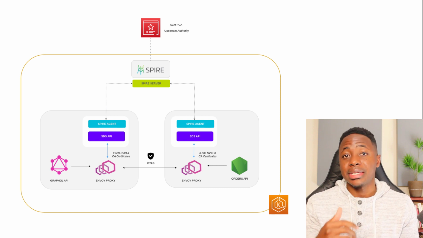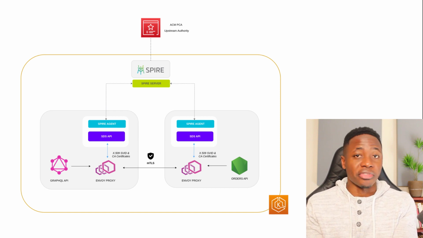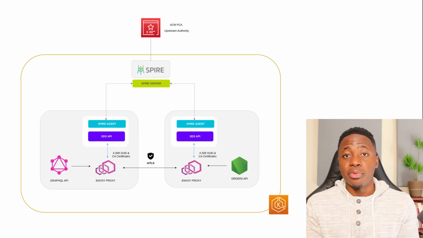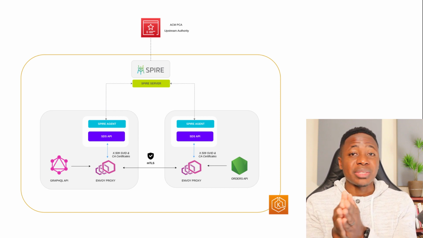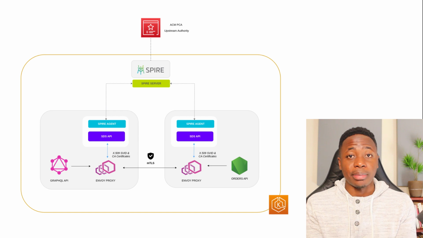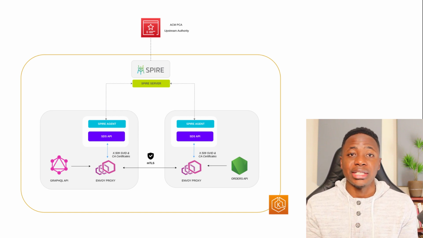This is also known as SDS, which some of you may be more familiar with. And this is an Envoy API used to fetch and maintain certificates and private keys. Using the SDS API, we can configure the Envoy proxies to communicate with the SPIRE agents on behalf of the applications to request and receive their SPIFFE verifiable identity documents.